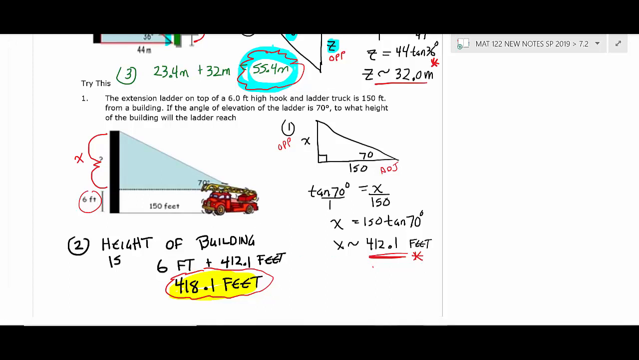All right, what do you think? A key thing on these word problems is get your triangle drawn well, get your diagram drawn well, and you've got to know your trig functions. You need to make sure you have the SOHCAHTOA down and memorized, because that's what this section's all about, right triangle trigonometry.